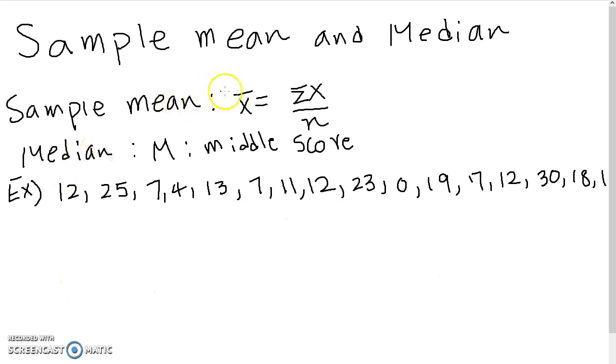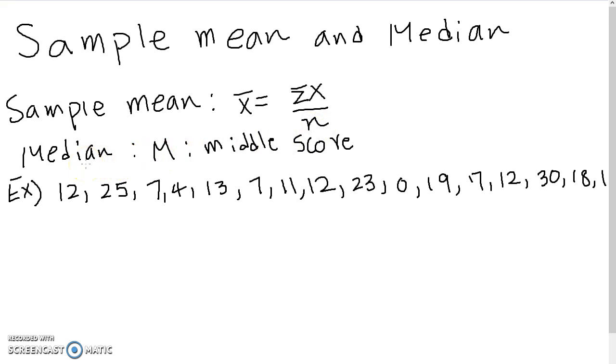So the formula for that is going to be the x bar. X bar simply means the sample mean, is equal to, here's the sigma, Greek letter sigma, telling you to add them all up. Whatever elements you have, x represents each element. You add them all up and you divide by the number of elements you have. So that's how you're going to find the sample mean.